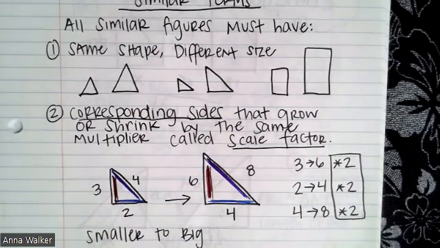So if I were to compare the lengths or the measurements of each side, they need to either increase or decrease by the same amount.